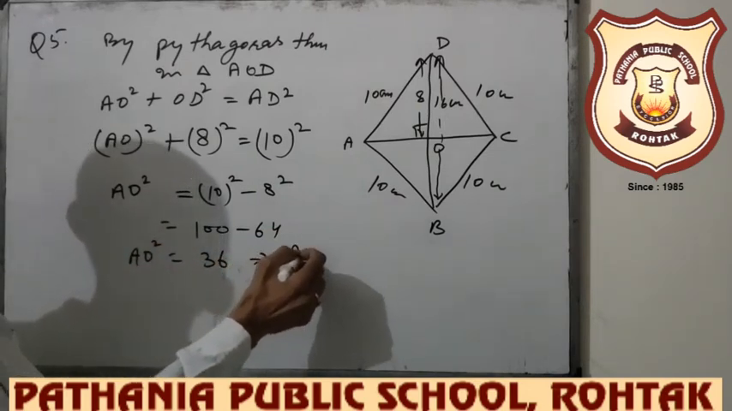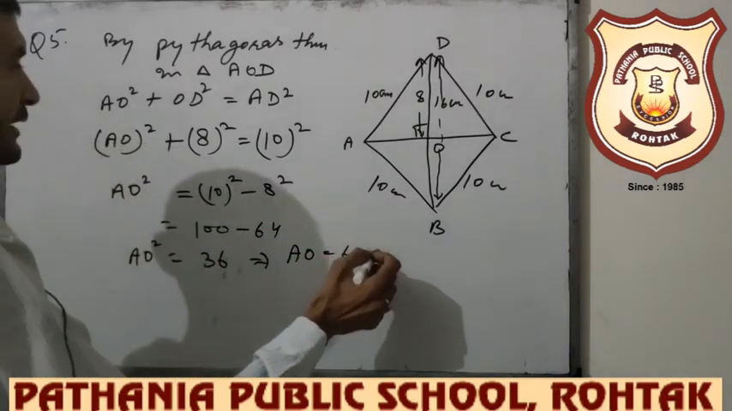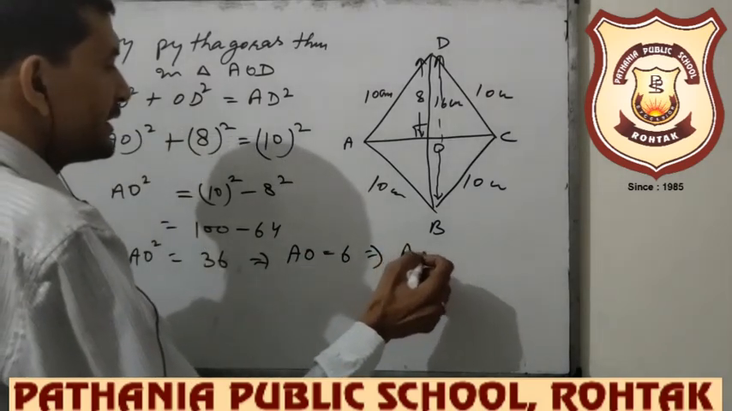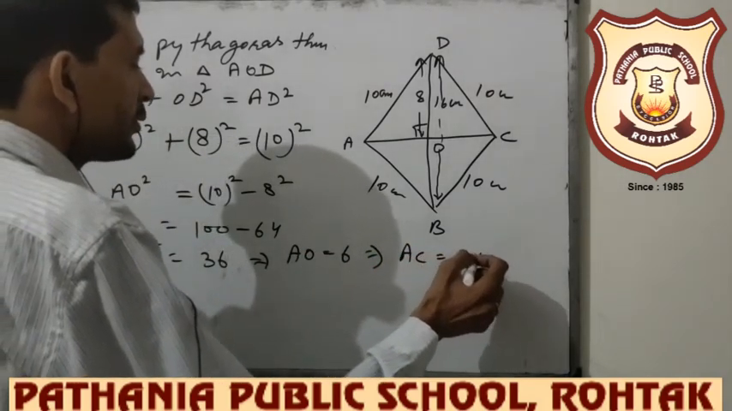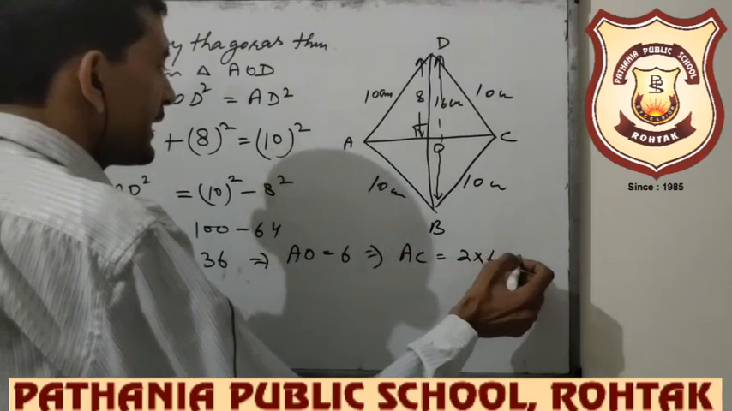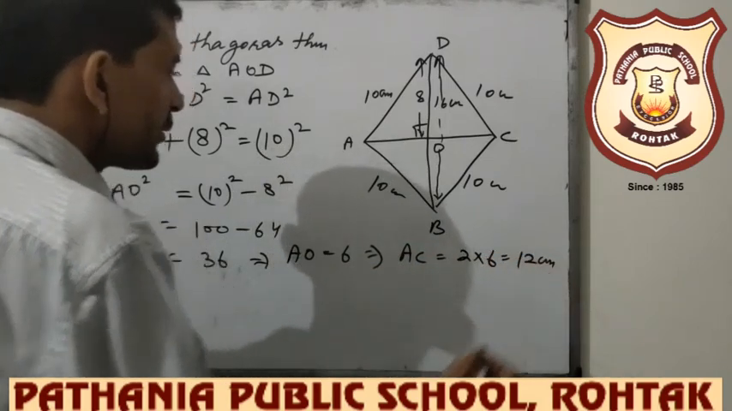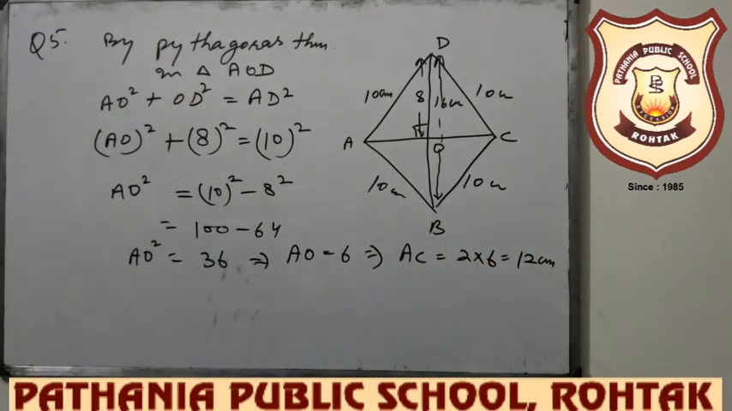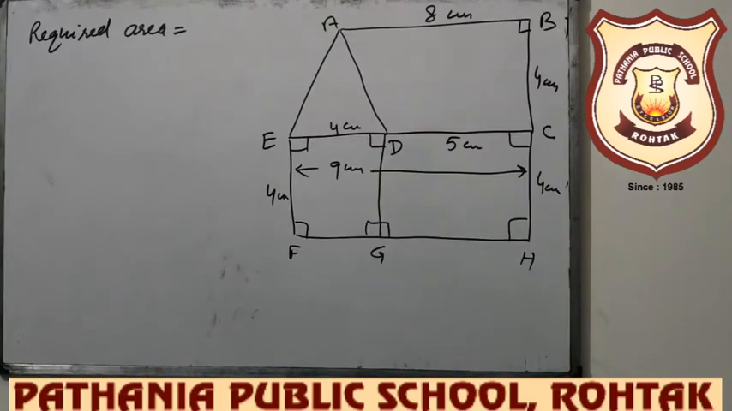This implies AO is equal to 6 and this implies AC. AC is what? Twice of OA because diagonals bisect each other. So therefore length of second diagonal is 12 centimeter, sorry.